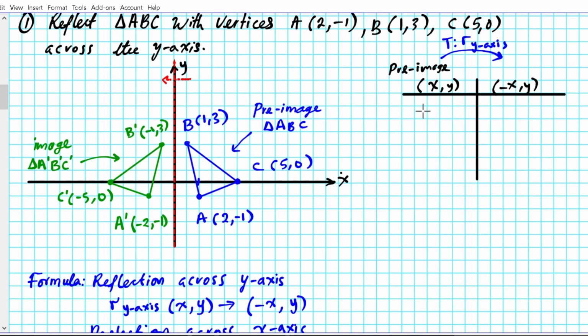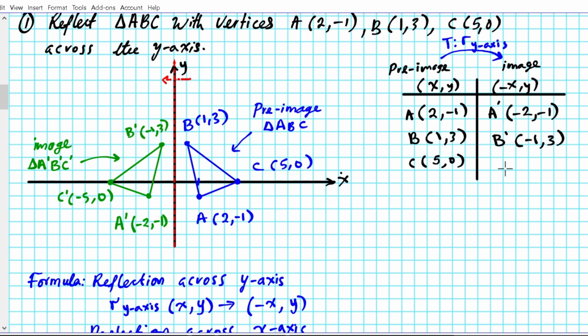So let's apply it to the coordinates. We have A is (2, -1), B is (1, 3), and then C is (5, 0). Just using our formula here, A prime, our image, is going to be the opposite of the x-coordinate, so (-2, -1). B prime is going to be the opposite of the x-coordinate, (-1, 3). And then the image of C, C prime, is going to be the opposite of the x-coordinate, (-5, 0).